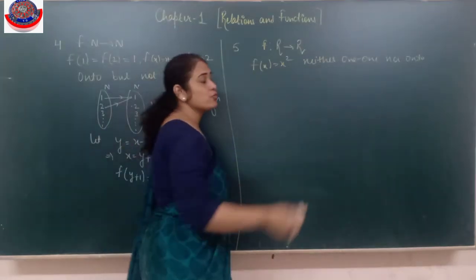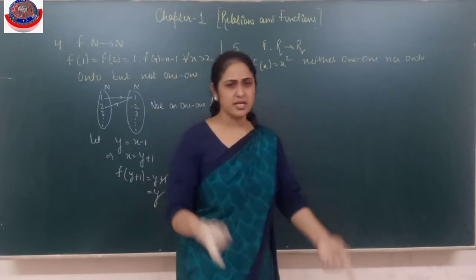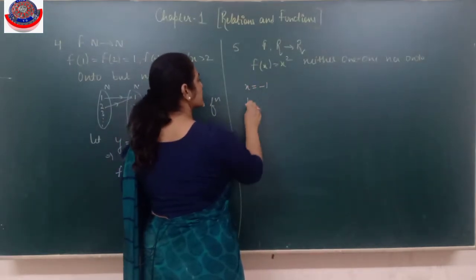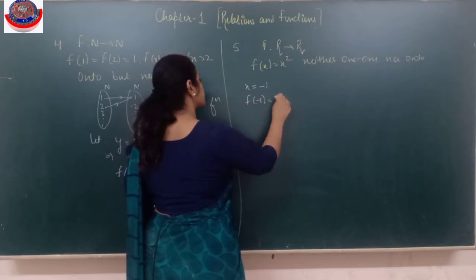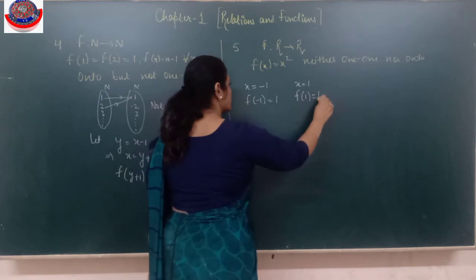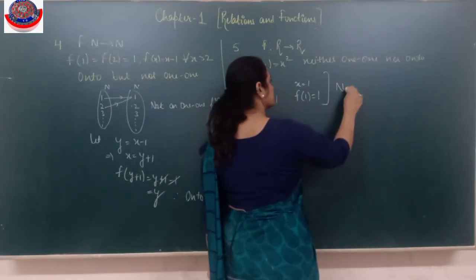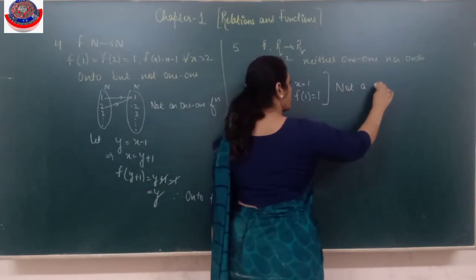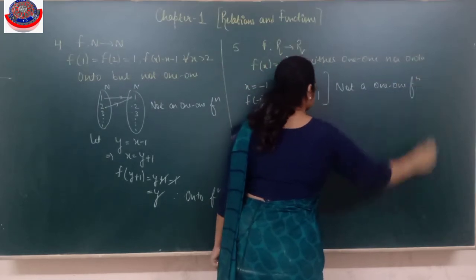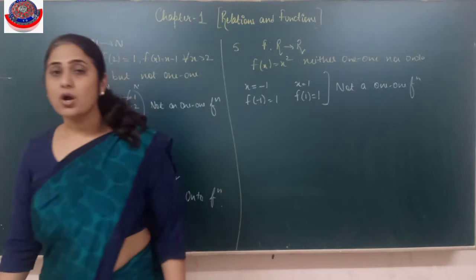For 1-1, I need to prove that two elements share the same image. Very easy, because for neither-nor we can do it by example. If I put x equal to minus 1, it is not a 1-1 function. Is it clear? Alright.